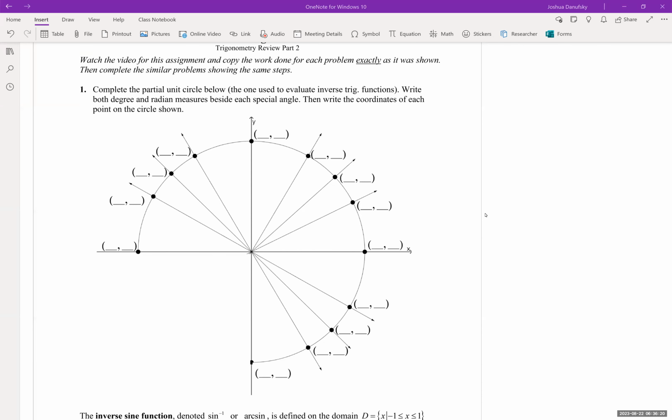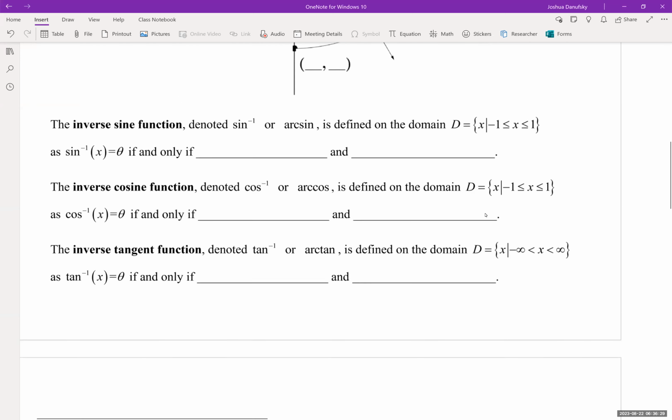So here we're going to do our second part of our trigonometry review. We're going to look entirely at inverse trig functions. Scrolling down for just a moment before we look at this unit circle.